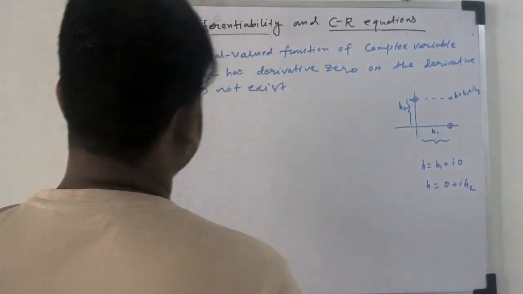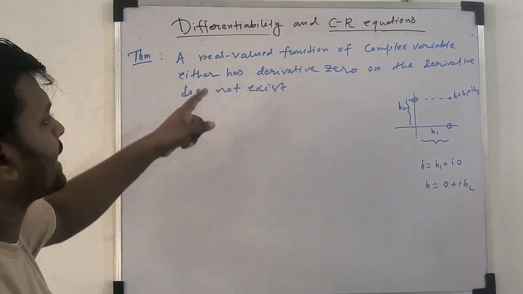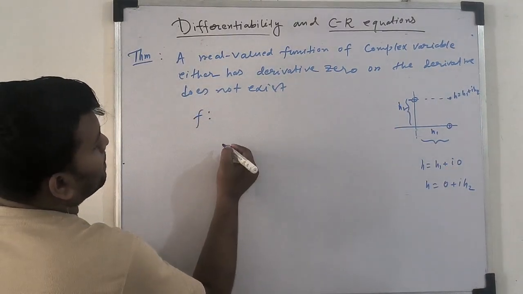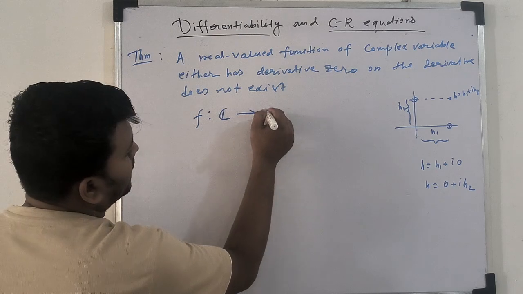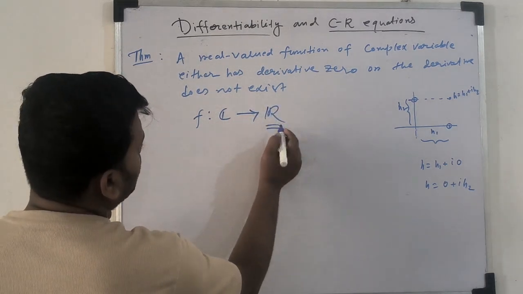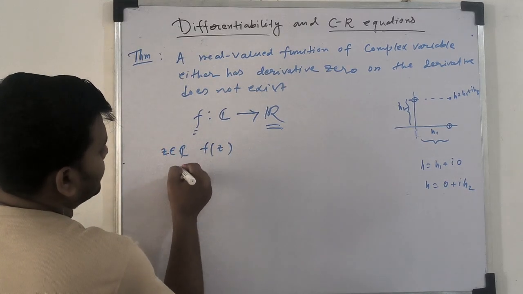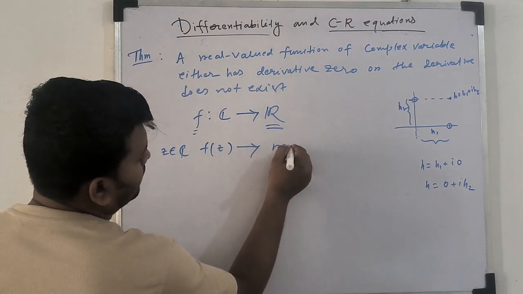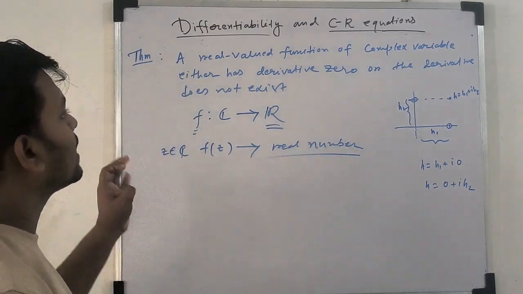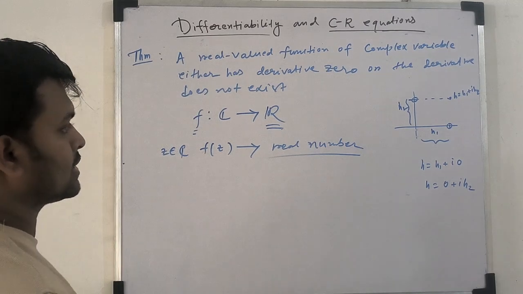So let us take a theorem. This is very important. A real valued function of a complex variable, that is, the function is defined on the complex set, but its value will be real. So from C to R, this is called a real valued function of a complex variable. That is, whenever we take z from C, this will give a real number. So this type of function either has derivative 0 or the derivative does not exist.